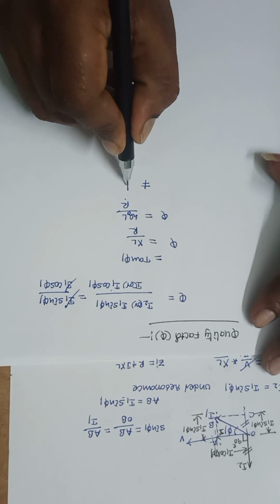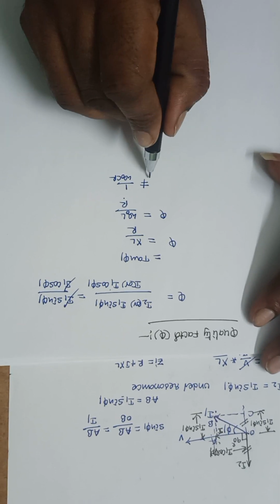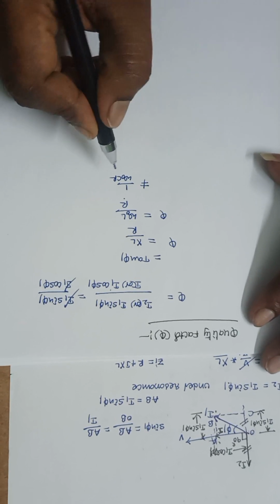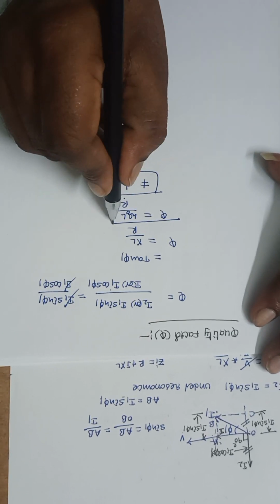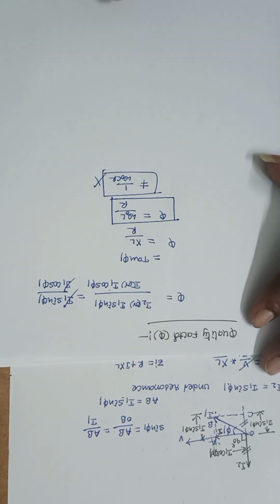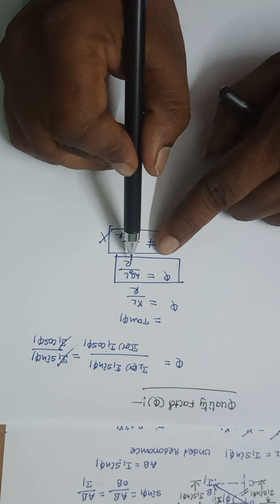But it is not equal to 1 by omega naught CR. That you should understand. It is not equal, but it is equal to omega naught L by R. So this quality factor is for the tank circuit.